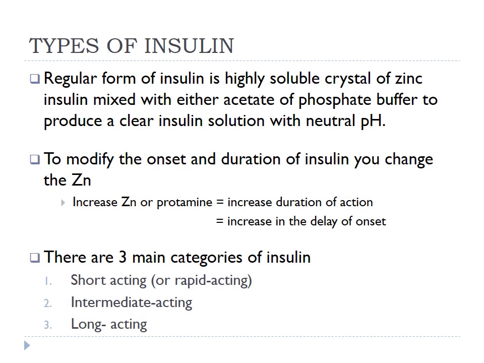Types of insulin. Basically, it's a regular form of insulin. It's highly soluble. Excuse me. It's mixed with a buffer, and it's mixed with a zinc crystal. And primarily what they figured out is if you want to delay how long insulin will take to onset, meaning how long it will take to start to be active within the body, you can play around with the amount of zinc that is in the mixture.